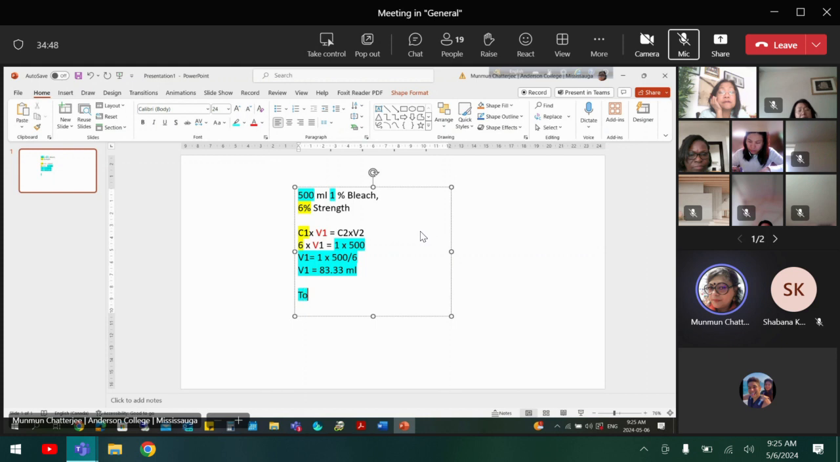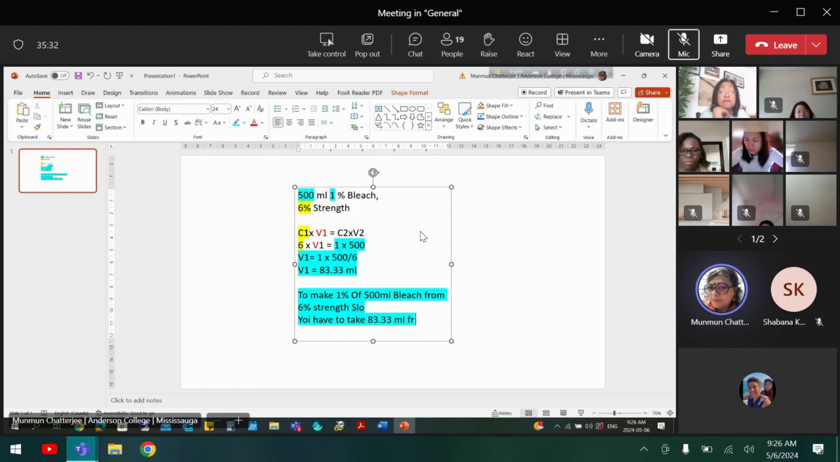So I'm just writing it: to make 1% of 500 ml bleach from 6% stock or strength solution, you have to take 83.33 ml from the 6%.